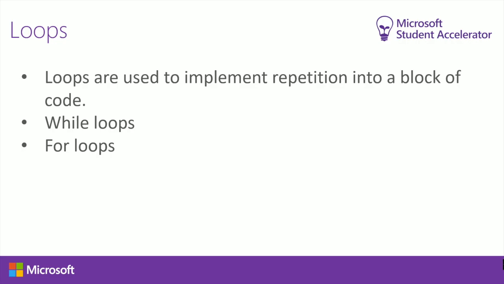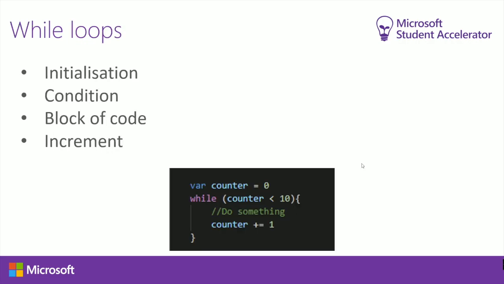Loops are used to implement repetition in a block of code, and today we'll be learning about 2 loops, while loops and for loops. A while loop consists of 4 components: the counter initialization, the terminating condition, the block of code that we want to have executed repeatedly, and a counter increment.